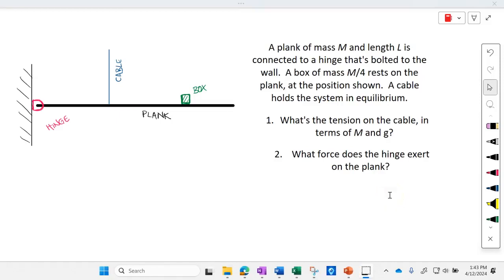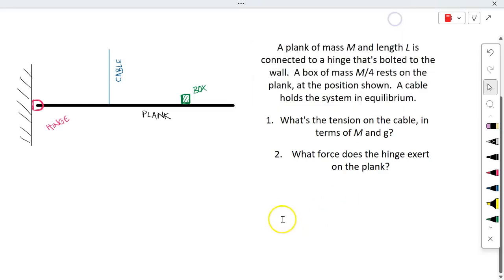Hi, folks. I want to talk to you about a couple of strategies, a couple of elements that can pop up in certain situations when we deal with equilibrium and net torque analysis. So here's what we have.